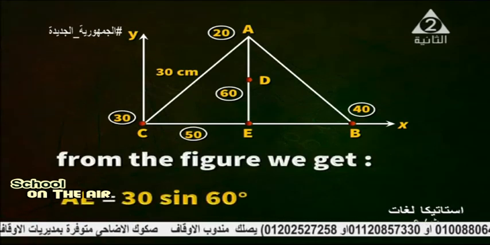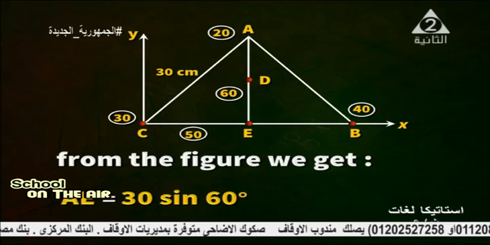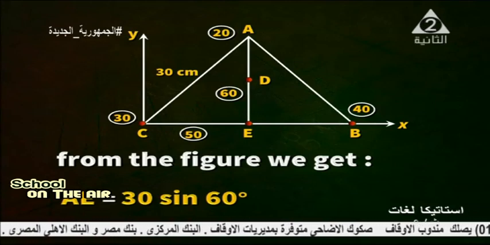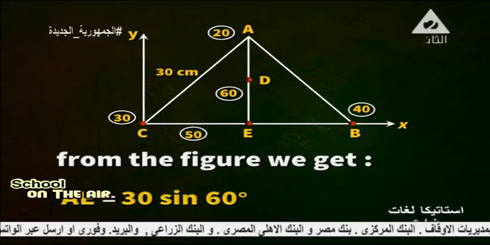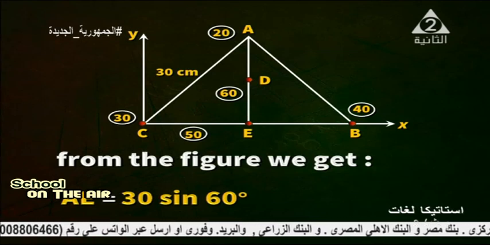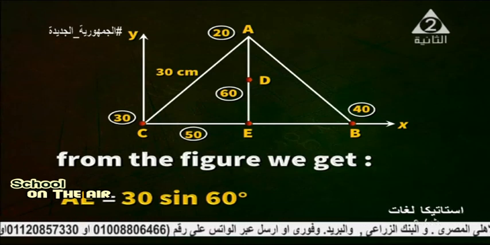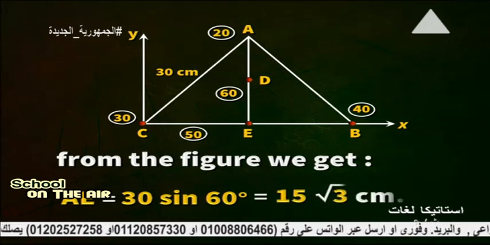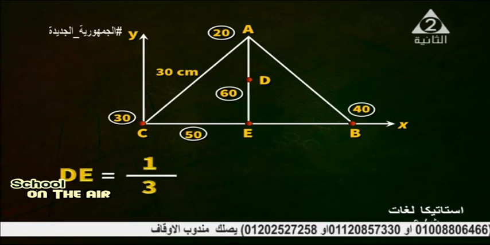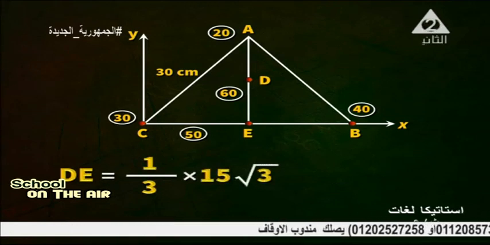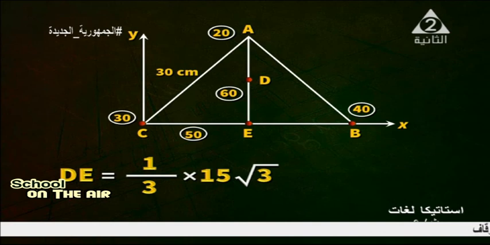From the figure we get AE equals 30 sine 60. Why? Because triangle ACB is an equilateral triangle, meaning AC is inclined to CB with angle 60. AE equals 30 sine 60, or 30 times root 3 over 2, 15 root 3 centimeters. Also DE is a third of the median AE, a third of 15 root 3, so DE is 5 root 3 centimeters and AD is two thirds.